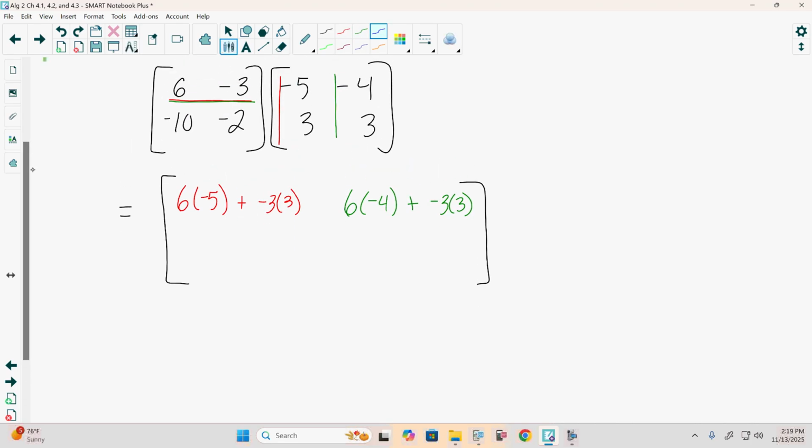We kind of understand how we got that first row of our new matrix, yes? Once we run out of columns in the second, we go to the second row of the first, and repeat the process. So we're going to have negative 10 times negative 5 plus negative 2 times 3. Try and see why I call it over down. Because we go along the row, down the column. Along the row of the first, multiplied by the column of the second. And then we're going to do it one more time. Negative 10 times negative 4 plus negative 2 times 3.